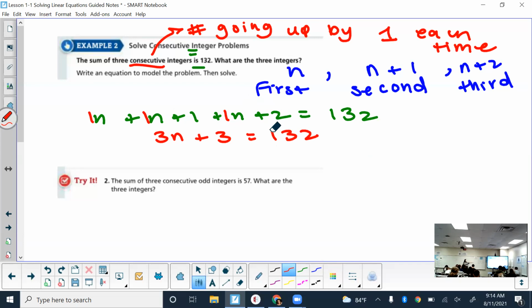And now this is something like what we have solved, right? So get the n by itself. So what do I get rid of first? The plus 3, right? The opposite is, good. Sorry, I kind of wrote on that. We get 3n equals, what's 132 minus 3? 129. And then what's the opposite of multiplying by 3? So divide by 3 next.